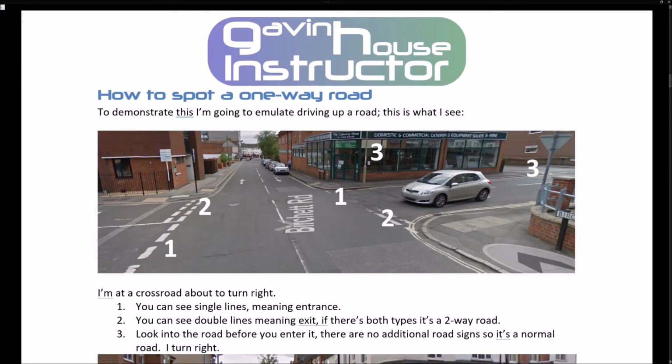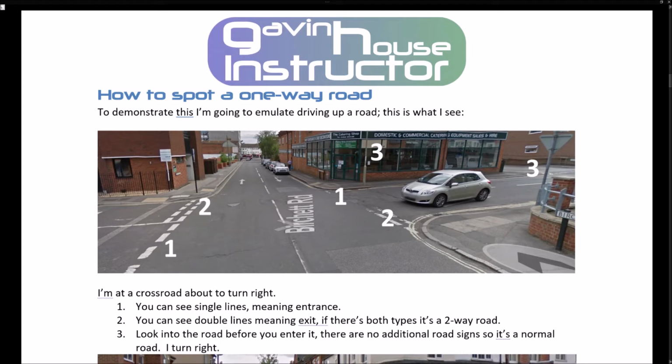To demonstrate this, I'm going to emulate driving up a road. This is what I see. I'm at a crossroad about to turn right. 1. You can see single lines, meaning entrance. 2. You can see double lines, meaning exit. If there's both types, it's a two-way road.